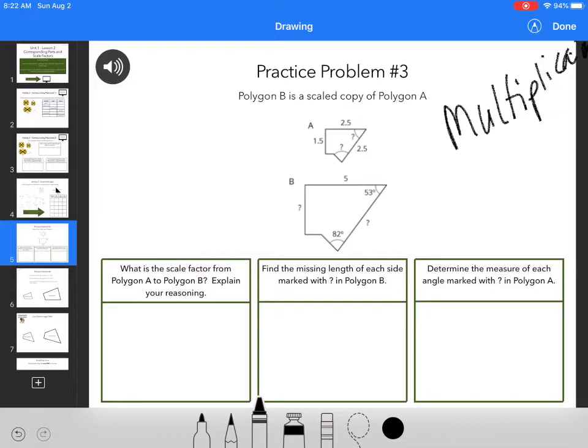And we're going from here to here. So what is the scale factor from polygon A to polygon B? Well, I have 2.5 and I have 5. So I know that I'm multiplying by 2. Should probably write that out.